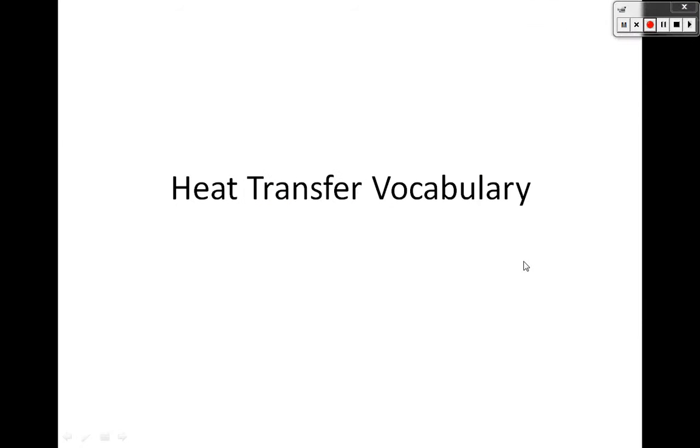Right, so this is heat transfer vocabulary, or notes on heat transfer. And remember, these are the notes with additional challenge added in. So if you are looking for more than the average level of challenge, these notes are for you.